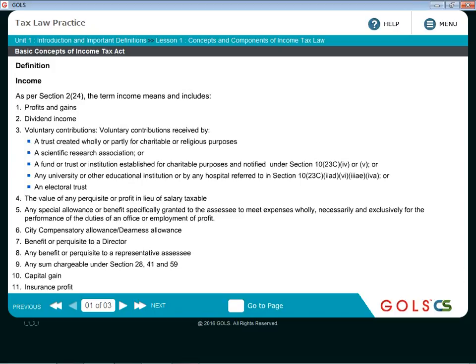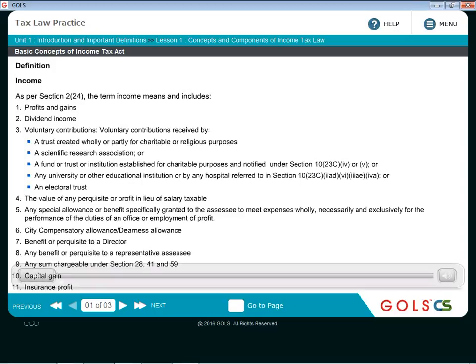Now let us understand a few income tax definitions which are very important for understanding the general calculation of income tax. First, when I say income tax, it is necessary to define what is income. Section 2 subsection 24 defines the term income.